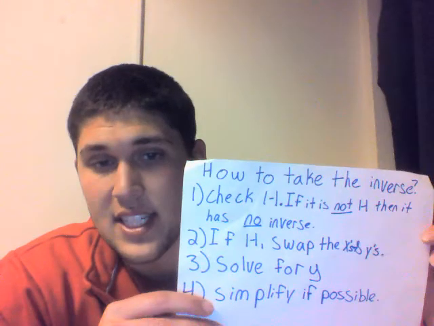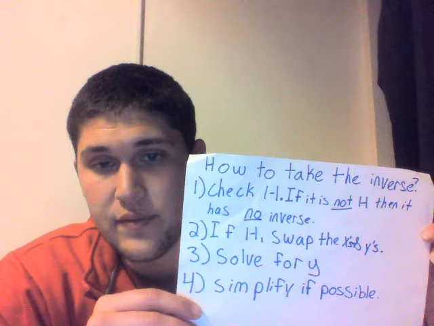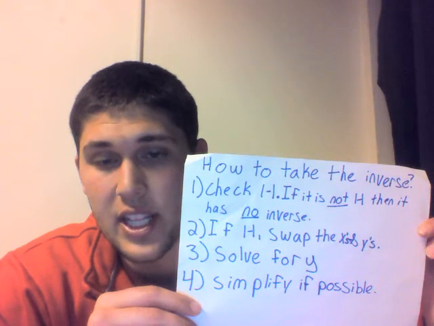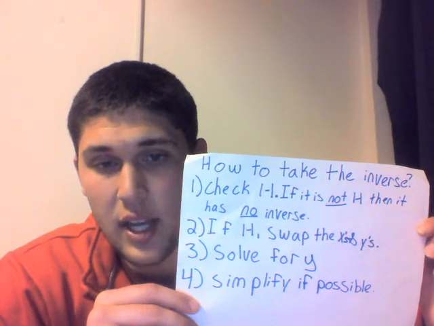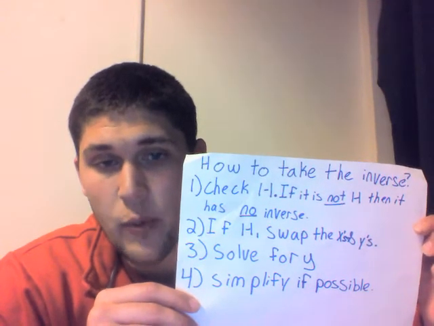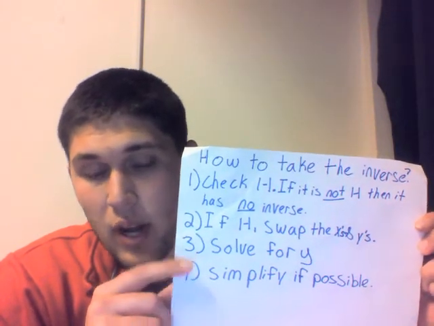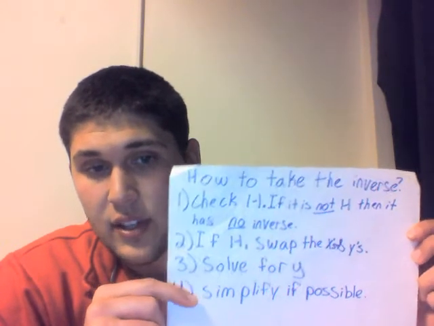But first, let's go over how do you actually take the inverse of a function. So it's 4 quick and easy steps to take the inverse of a function. The first one is, again, to check to see if the function is one-to-one. If it is not one-to-one, then it has no inverse. If it is one-to-one, then you swap the x's and you swap the y's. Then you solve for y and simplify where needed. After that, whatever you have y equal to is the inverse of that function.